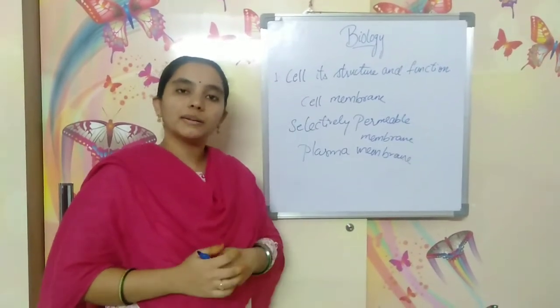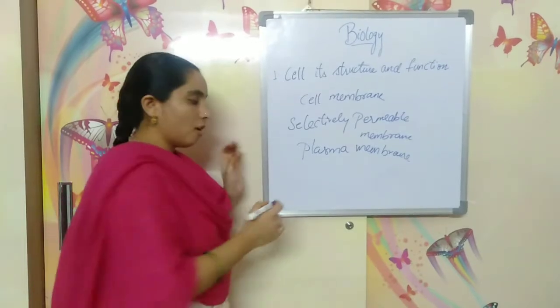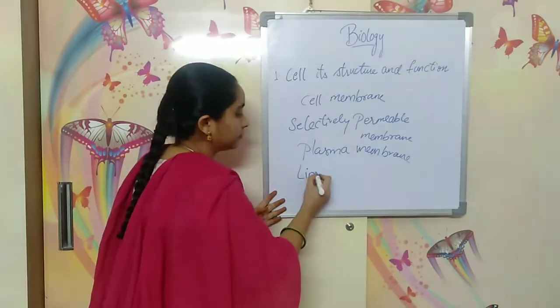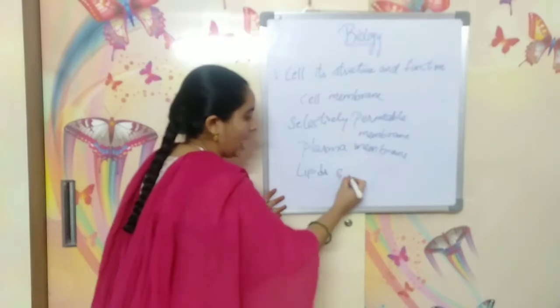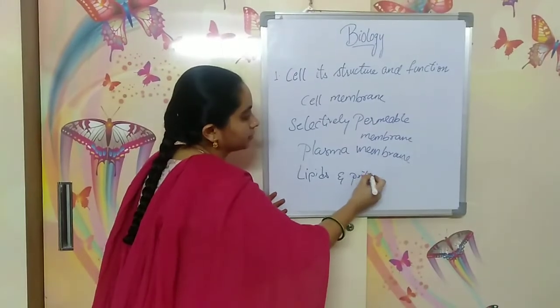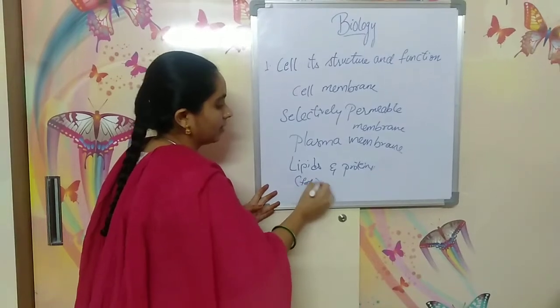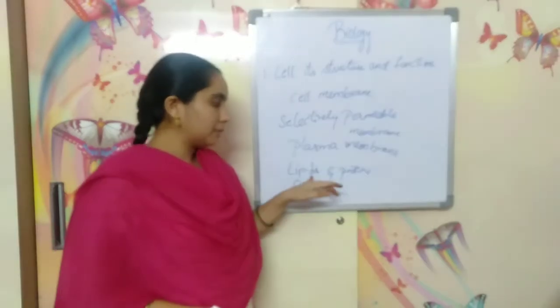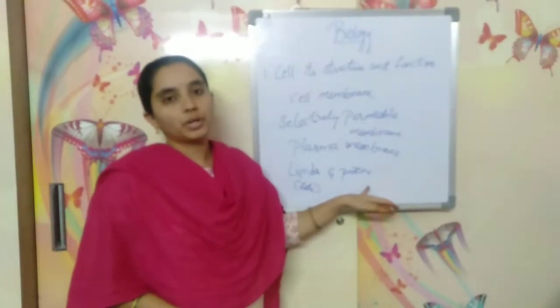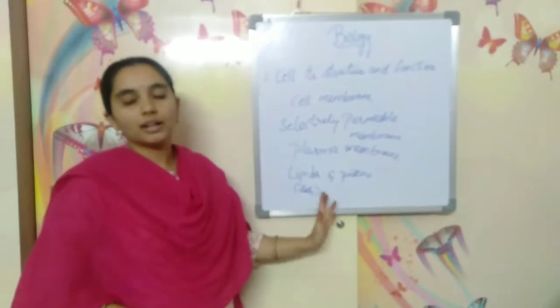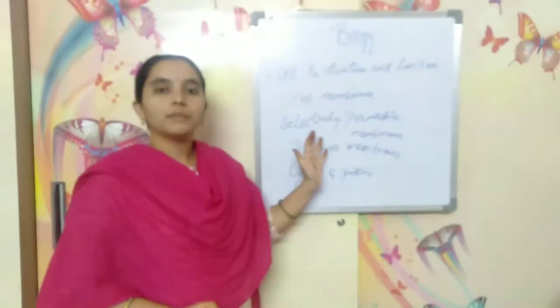And the cell membrane is basically made up of lipids and proteins. Lipids are nothing but fats. So this cell membrane is made up of lipids and proteins. So this is the structure and the function of the cell membrane.